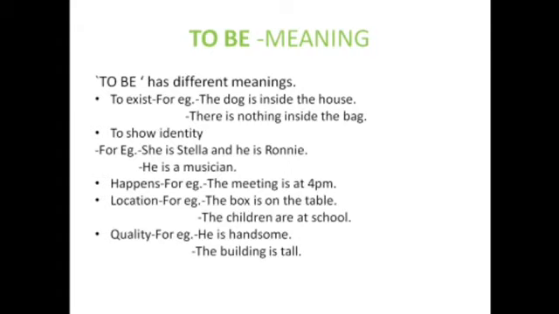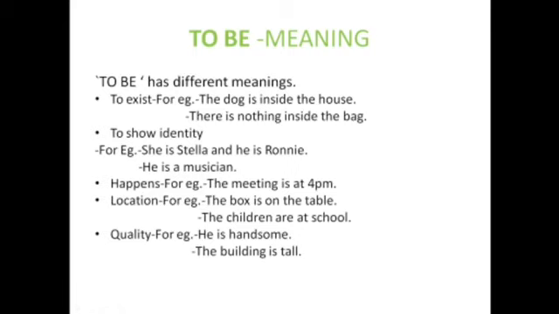Similarly, to be is also used to show or explain the identity of someone or something. For example, she is Stella and he is Ronnie. Here, I'm identifying the girl with her name Stella and the boy with his name Ronnie. He is a musician. So here, I'm identifying the person with his work or job.